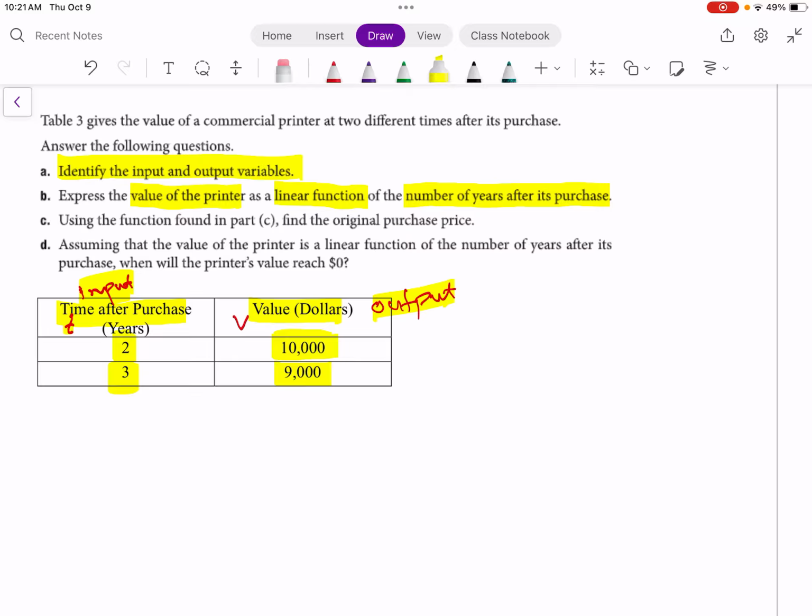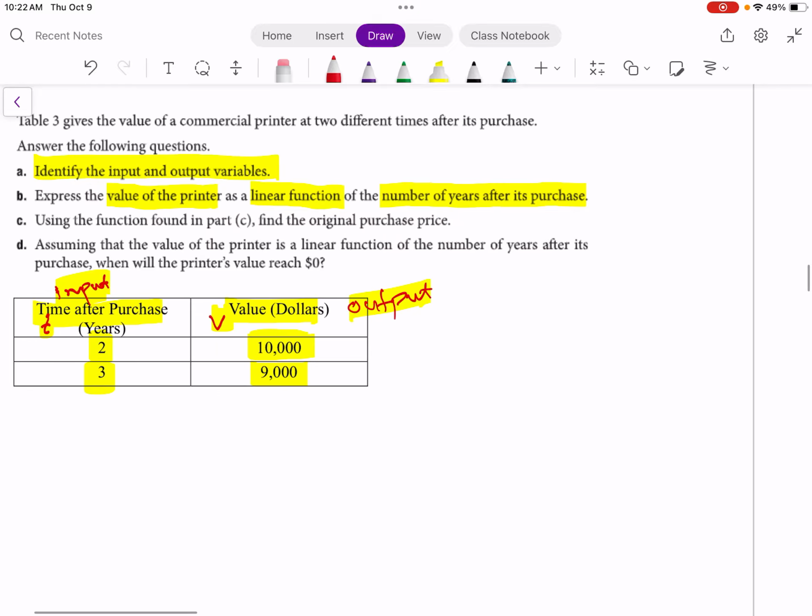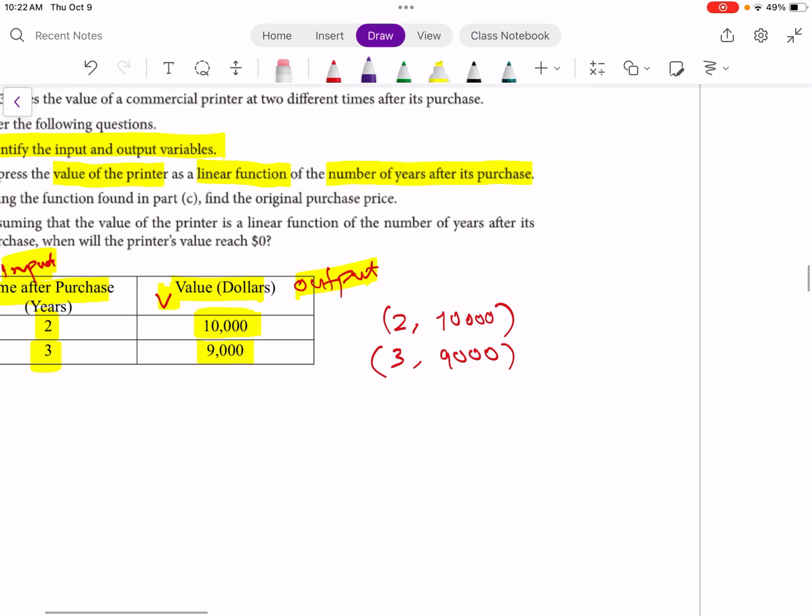In general, we use x to represent input, y to represent output. Input and output together give a point. So let's say our first input is 2 and our output is 10,000. This is one point, and the second point is input 3 and output 9,000. So 2, 10,000 is one point and 3, 9,000 is the other point.